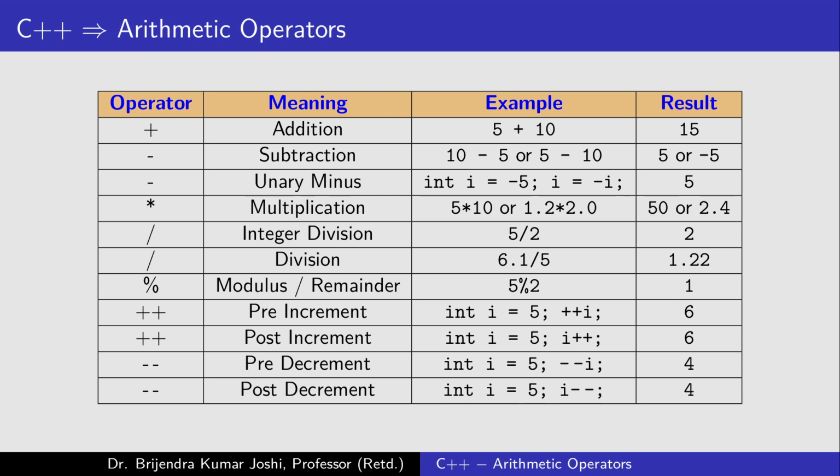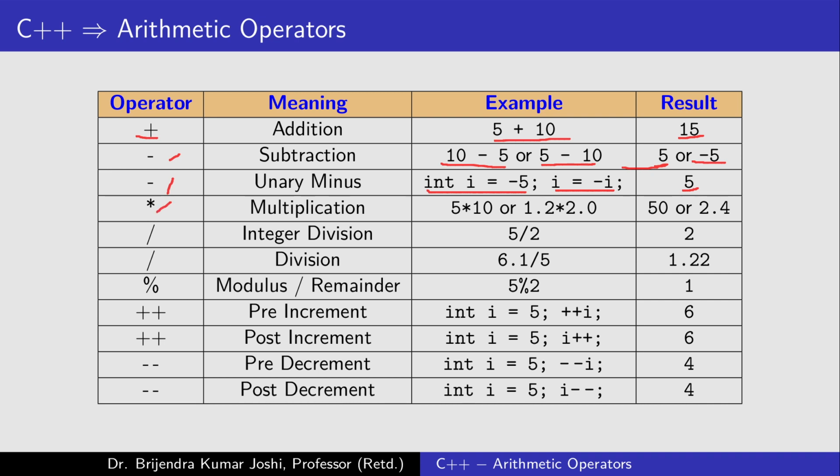Now this table lists all the operators which are arithmetic in nature. We'll see them one by one. This is simple addition. So 5 plus 10, the result is expected to be 15. Simple subtraction, 10 minus 5 will result in 5. 5 minus 10 gives minus 5. This is interesting, unary minus. If I declare an integer with value minus 5 and reassign it as minus i, the result would be plus 5, or 5.